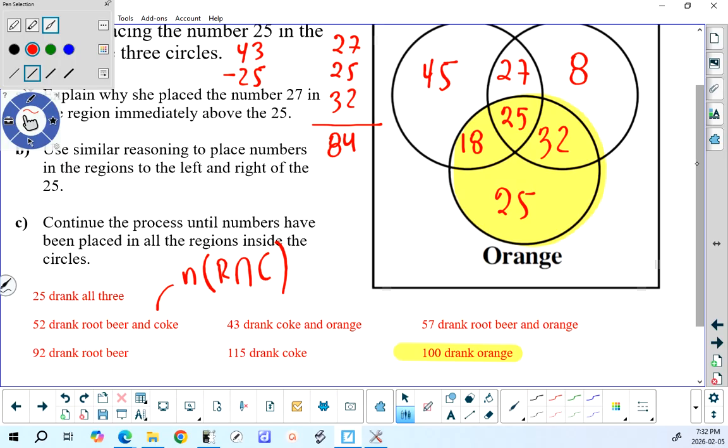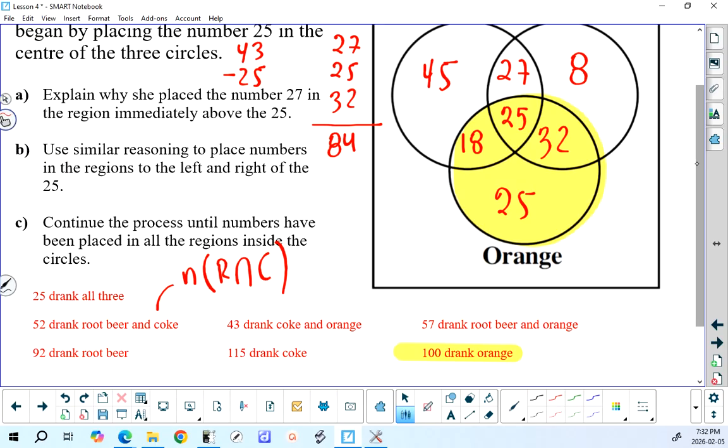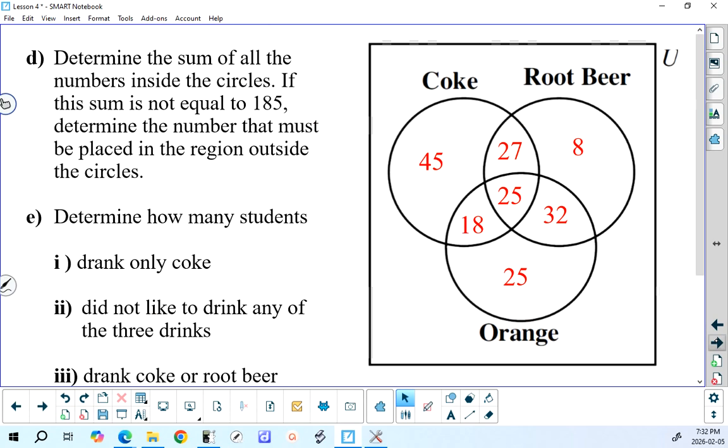25 plus 25 is 50, plus another 40 is, plus another 50 is 100, so that's right. Now, there's one more thing, or a couple more things maybe that we have to do here, but let's do it first. Determine the sum of all of the numbers inside of the circles. So we add all these up together now.